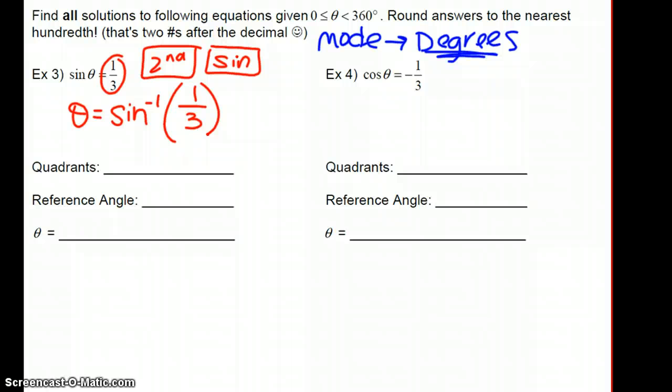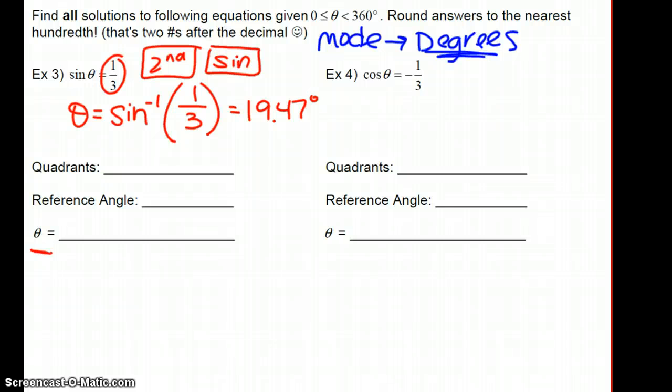So I'm going to do second sine of 1/3. Whatever you get from that value directly will spit out your reference angle. So this equation here gives me 19.47 degrees. That is your reference angle. Now these first two lines are guiding us to that final answer of what theta is.